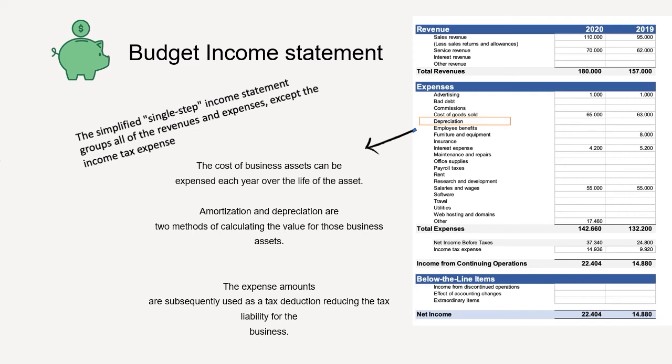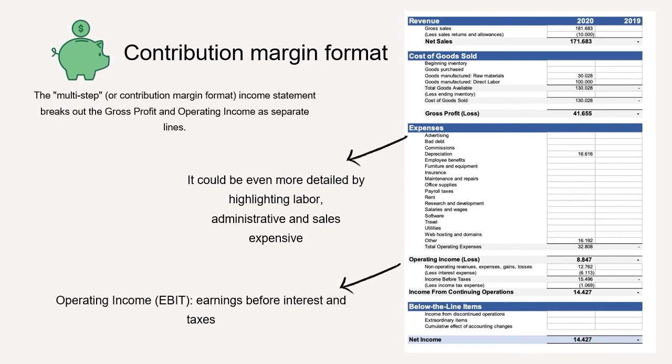The contribution margin format. 2. The multi-step, or contribution margin format, income statement breaks out the gross profit and operating income as separate lines. It first calculates the gross profit by subtracting cost of goods sold from net sales. It calculates the operating income and then adjusts for interest expense and income tax to give the net income.